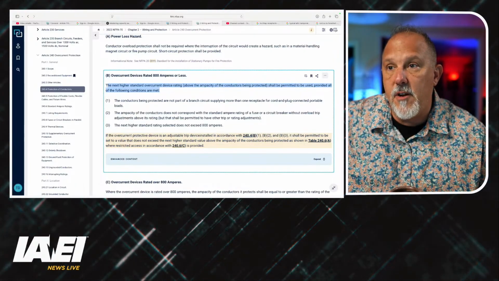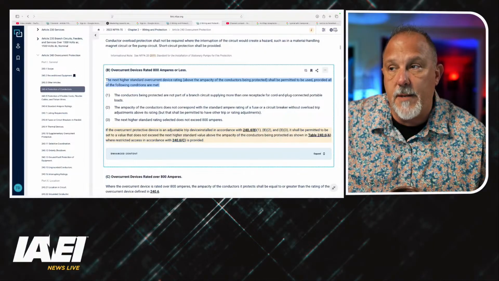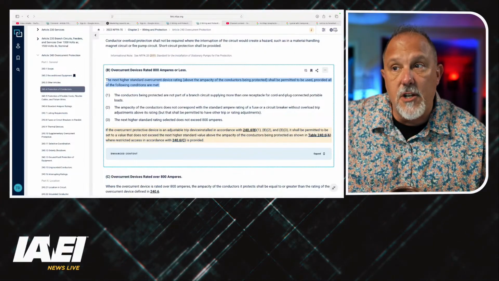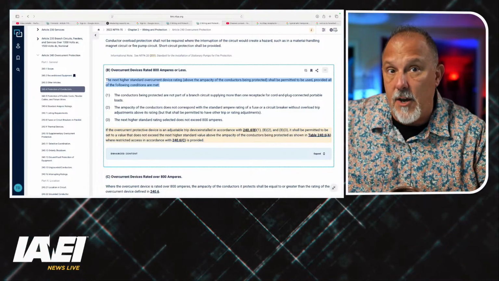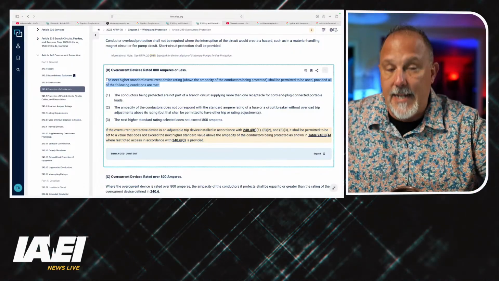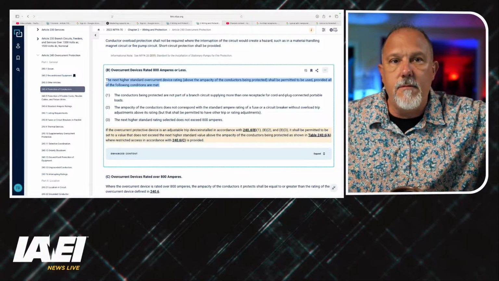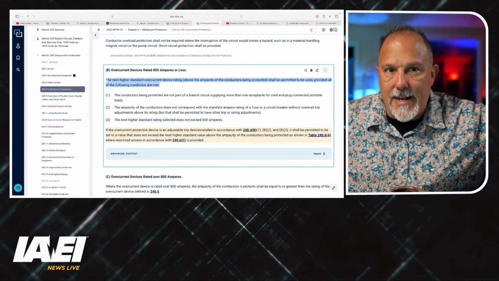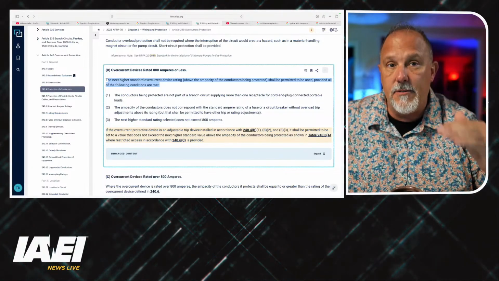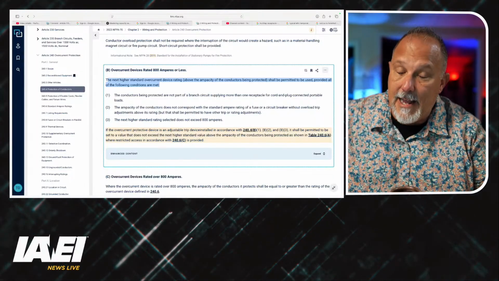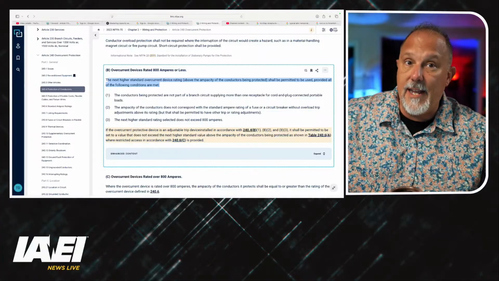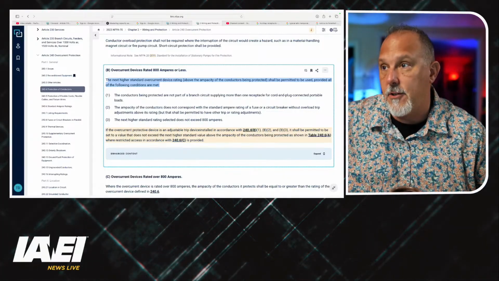Conductors being protected are not part of a branch circuit that supplies more than one receptacle. The ampacity of the conductor does not correspond with a standard ampere rating, which 106.6 does not. If it was 110, then I can't go to 125, the next higher standard. I'd have to stick with 110. This is greater than 100, less than 110. I can go to the 110 for the ampacity of the conductor.